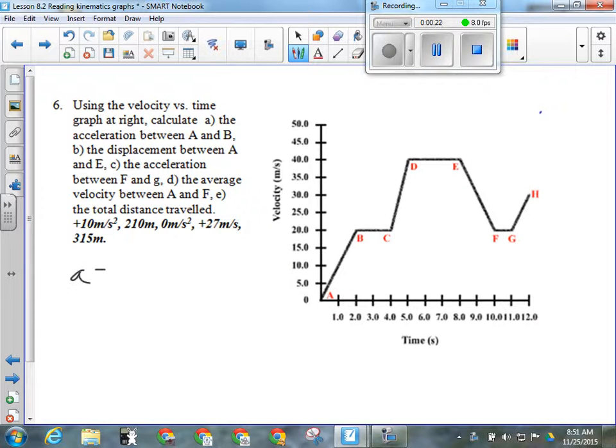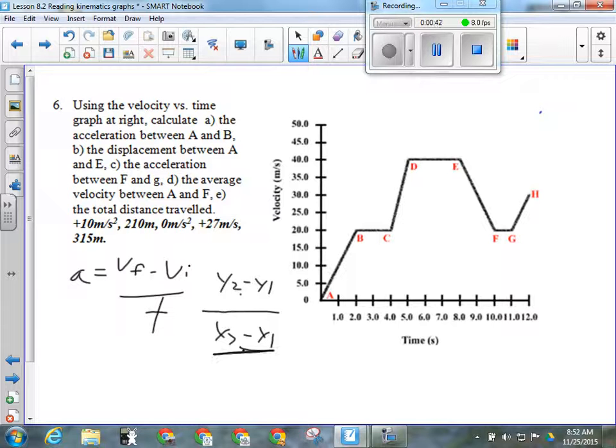Because the formula for acceleration is final velocity minus initial velocity over time, which from this graph would be y2 minus y1 over x2 minus x1, right? It'd be the change in velocity divided by the change in time. That's where that formula comes from. So even if there isn't a line between the 2 places you're being asked about, you can still calculate the acceleration, okay?